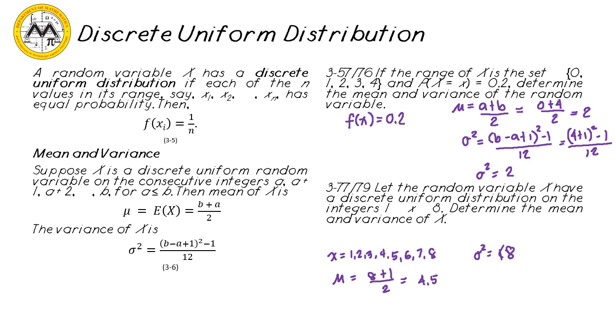While the variance is 8 minus 1 plus 1 squared minus 1 all over 12. So sigma squared, or the variance, is equal to 64 minus 1 is 63 over 12. So this would be equal to, we can have it as 21 over 4. Okay.